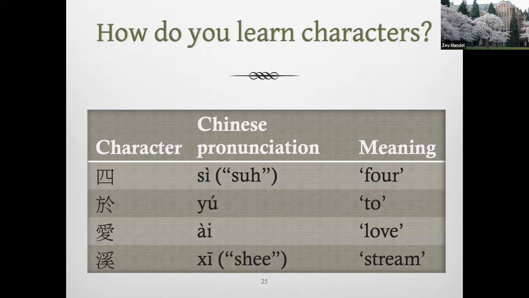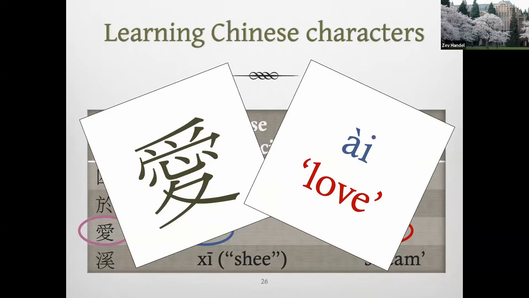And the way you do it is you associate a sound value, which is your imitation of the Chinese pronunciation. Maybe you have a terrible English accent. That's okay. And a meaning, which is your translation into English. And those two things are stuck in your brain with the shape of the character. So let's focus in on this character. You've basically got a mental flashcard. This is what I did in writing when I was learning Chinese characters. I made flashcards. On one side, I had the character shape. On the other side, the pronunciation and the meaning. And I worked on memorizing them.